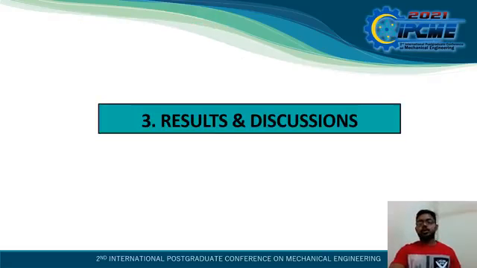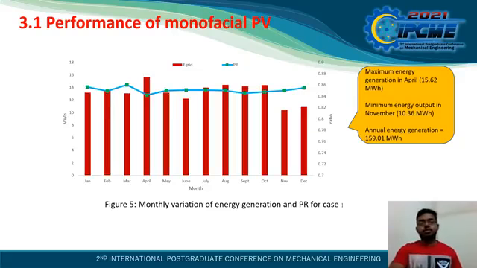So coming to the results and discussion. For the first set, the monofacial PV module, it is seen that the performance ratio is around 85, and the total annual energy generated is 159 megawatt hour, and the highest energy generation is obtained in April and the lowest is in November. Okay, this is for the monofacial PV system, where the albedo factor is not important.